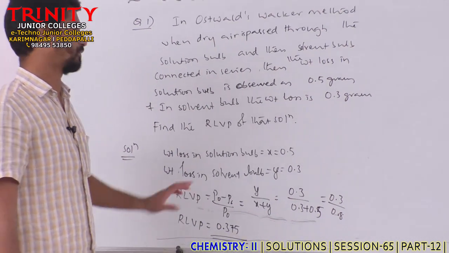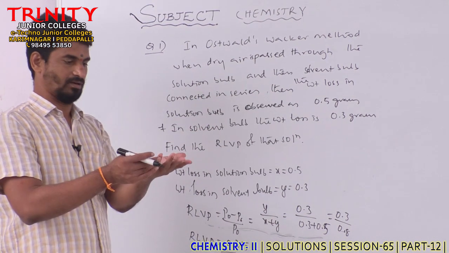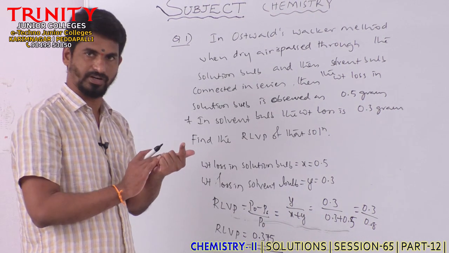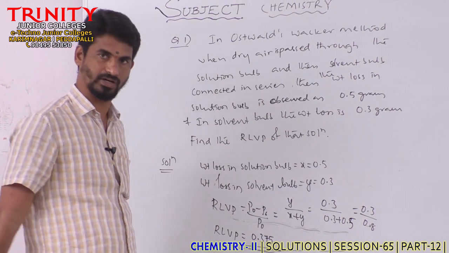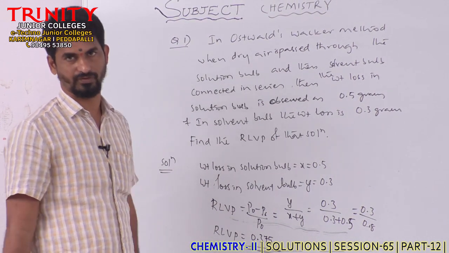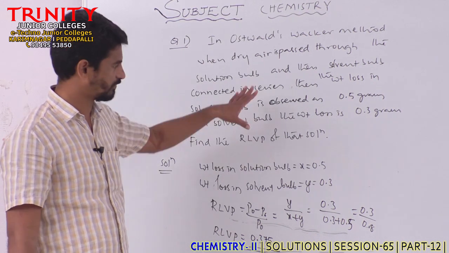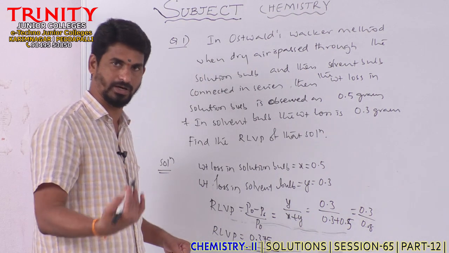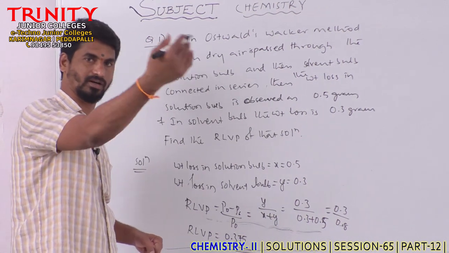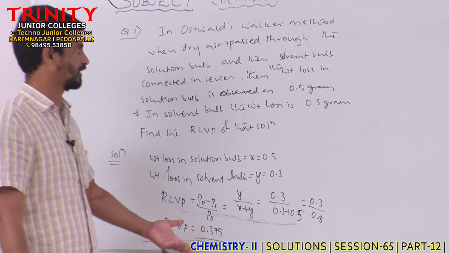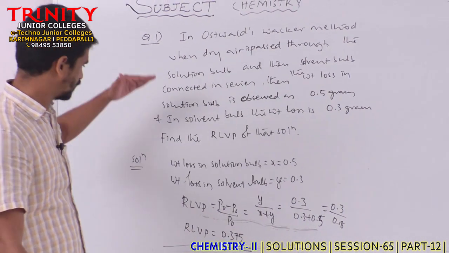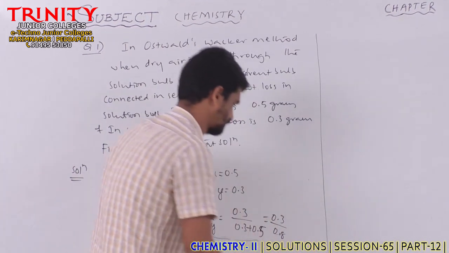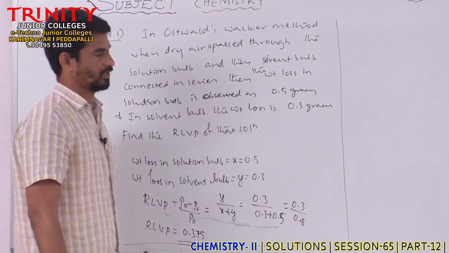Is it clear? Sometimes they mention the weight of solute, weight of solvent, and molecular weight of solvent, and you are asked to find the molecular weight of unknown solute. So RLVP equals weight of solute by molecular weight of solute into molecular weight of solvent by weight of solvent. You can calculate like that. Is it clear? So this is the way of solving the problem. And next question.